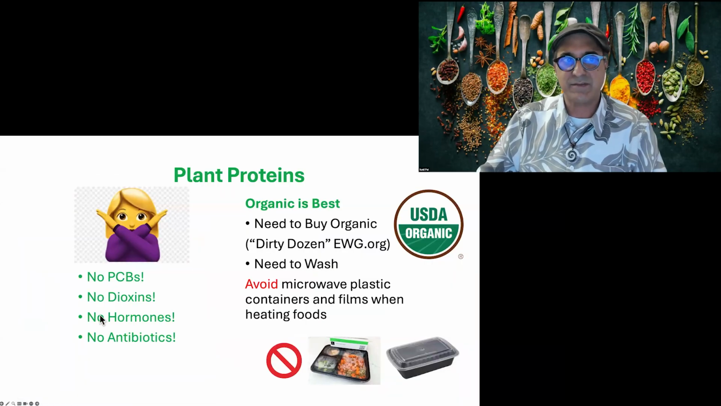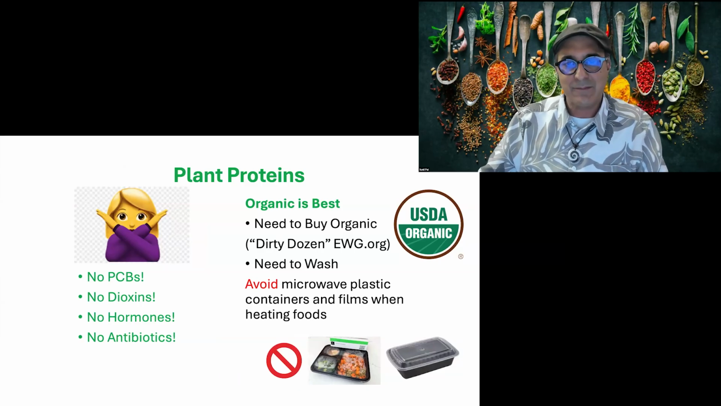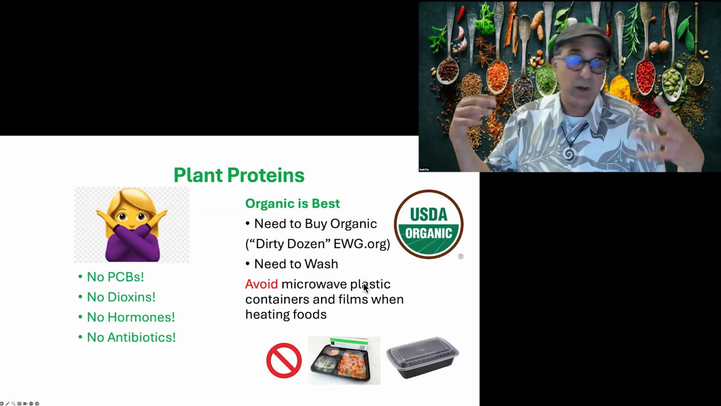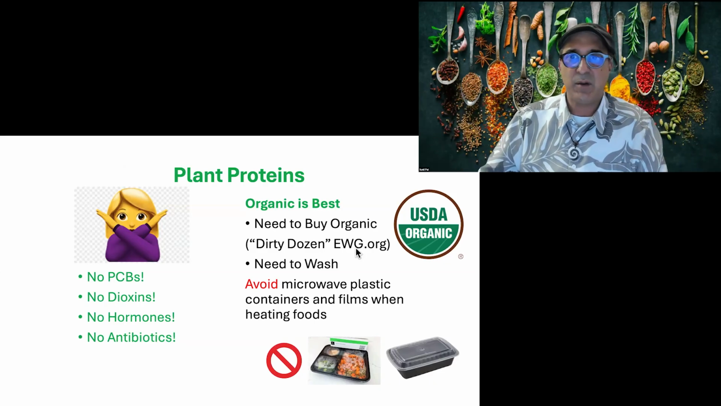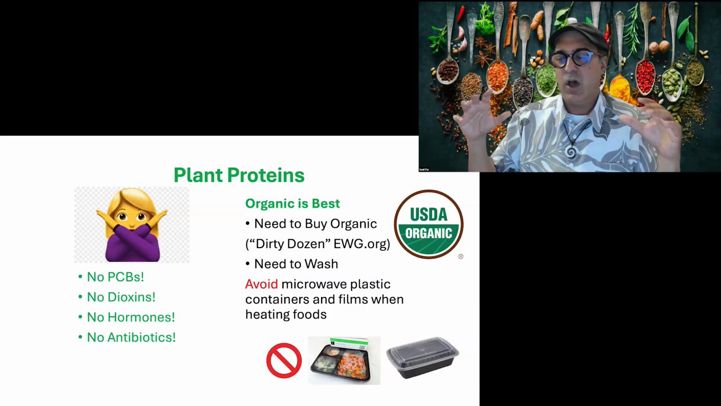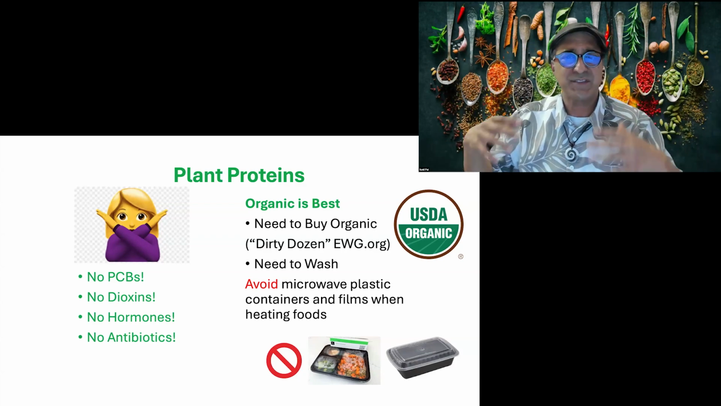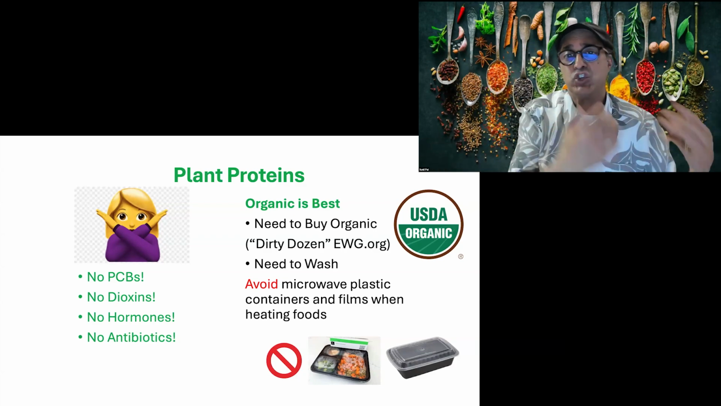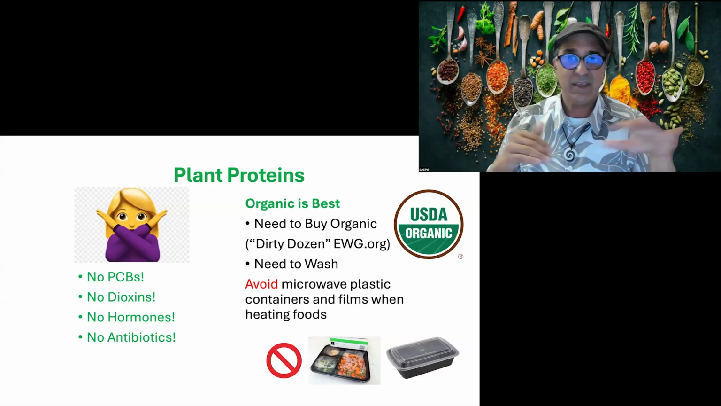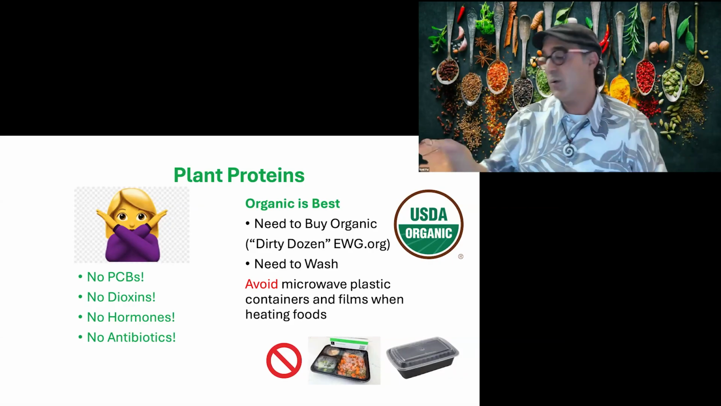Plant proteins: no PCBs, no toxins, no hormones, no antibiotics. Now, you want to be eating organic when you can. Again, organic is the best. But for those of us who are on a budget, I tell people to go to EWG, type in Dirty Dozen on Google, and you'll find the top 12 foods that are the most heavily sprayed. Those are the foods that you should buy organic. Why? Because it's risk reduction. In my practice, it's risk reduction, not perfection. In a perfect world, organic is best.